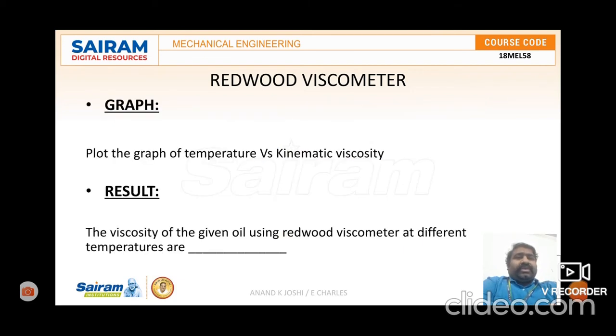That is the calculation part. The graph we can plot is temperature versus viscosity, with viscosity on the x-axis and temperature on the y-axis, to see how the viscosity changes at various temperature points. As temperature increases, viscosity decreases. That is the main thing we have to observe in this graph. The result can be written as the viscosity of the given oil using the Redwood viscometer at different temperatures, where you enter the values. So this is about the Redwood viscometer experiment.